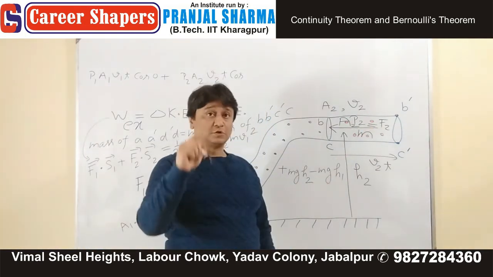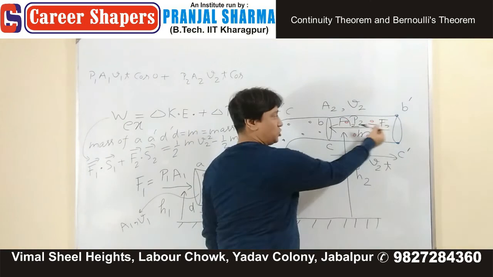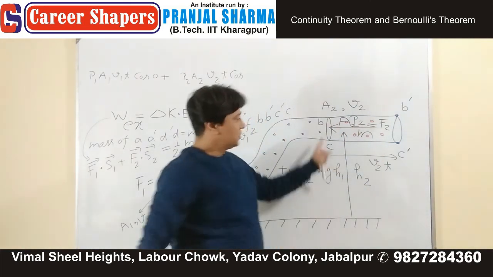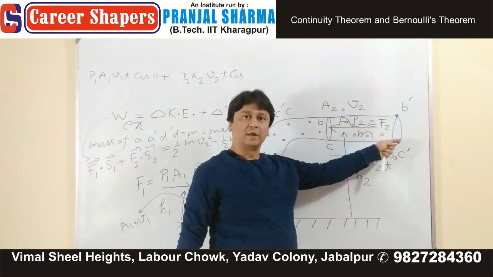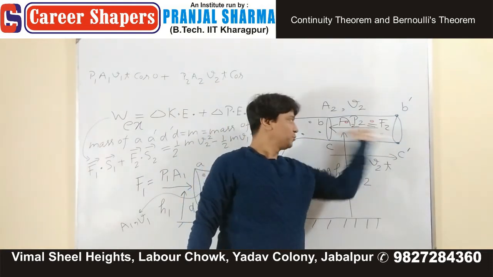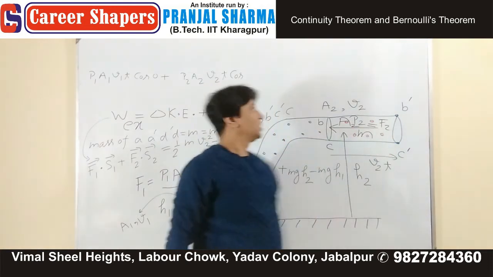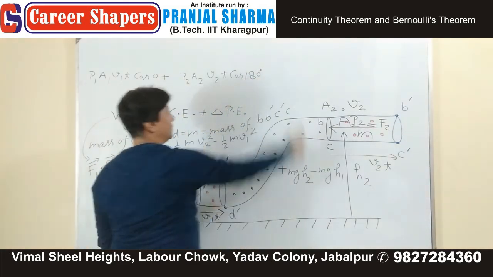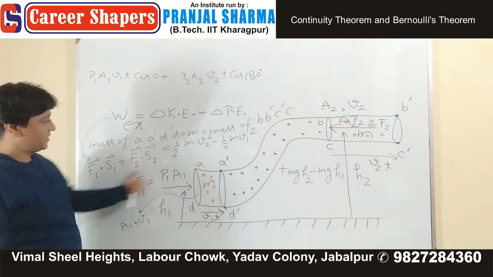What is force? Normal reaction force towards the body. But displacement is this way. This cross section is moving this way. It is under a force which is pushing it back. And therefore, what is the angle? 180. That's your left hand side.